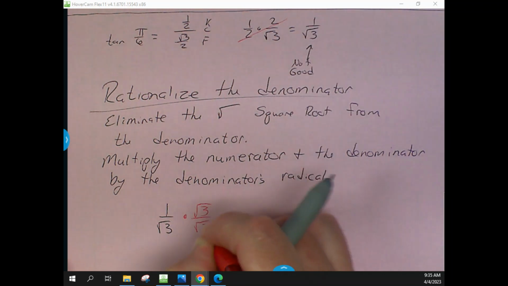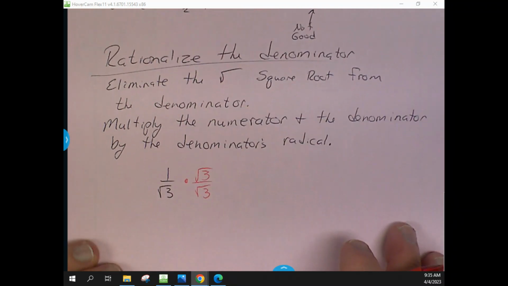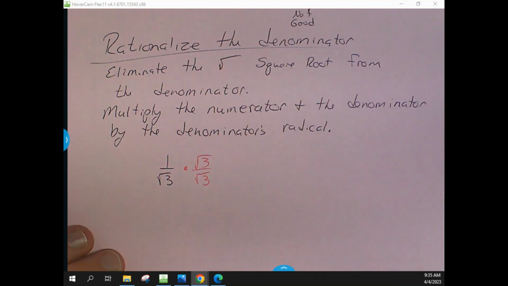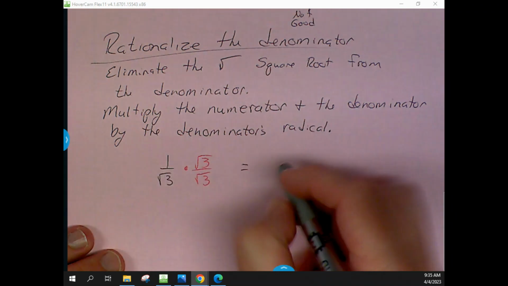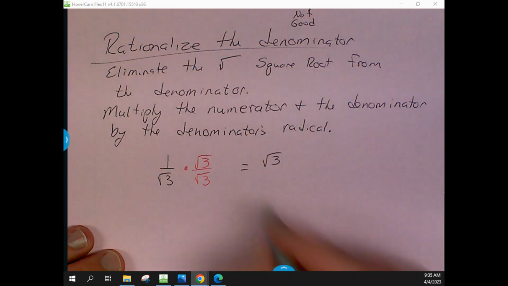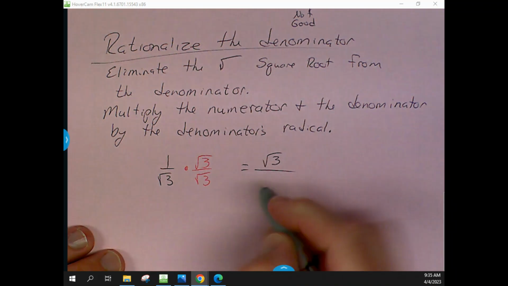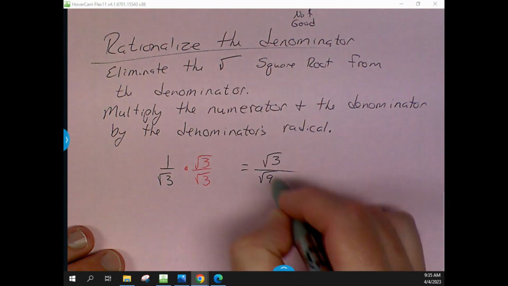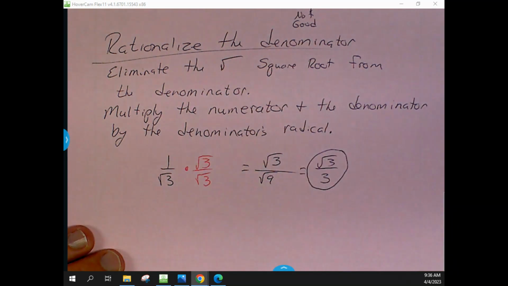But you do not have to switch signs. That's correct. You're just multiplying by that number. So it's square root of 3 times the numerator and square root of 3 times the denominator. On the top part, it's 1 times the square root of 3, which is just square root of 3. On the bottom, you've got 3 times 3, which is 9. So you've got square root of 3 over square root of 9, but what is the square root of 9? 3. So your final answer then would be square root of 3 over 3.